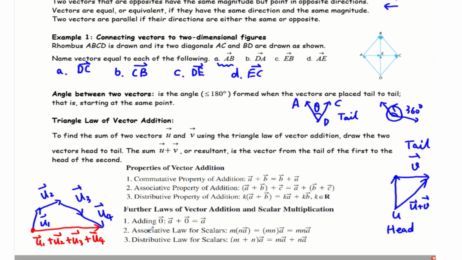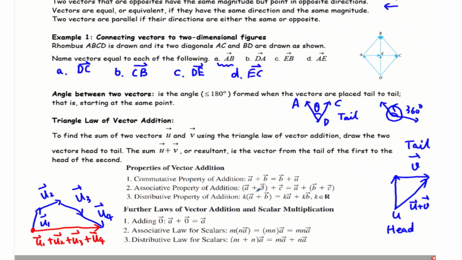So if you graph it, and A plus B, the order doesn't matter. So V, then you plus another U here, it will give you the same. So the order doesn't matter. And A plus B plus C, you change the order, it's okay.